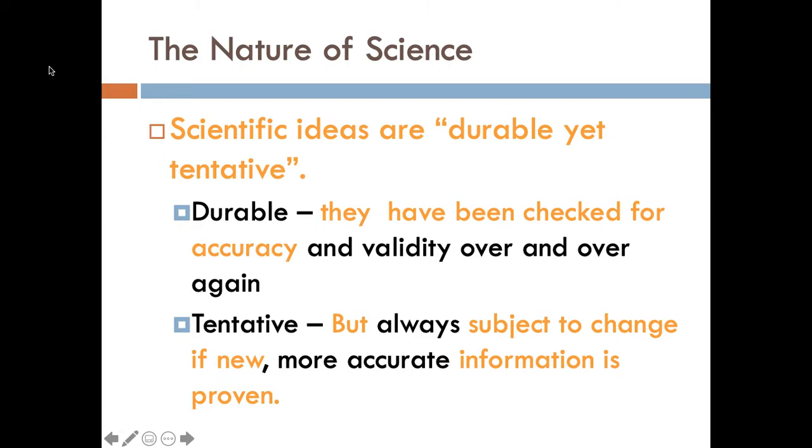Scientific ideas are durable yet tentative. By durable, I mean they have been checked for accuracy and validity over and over again. That's the panel of experts. By tentative, I mean it's always subject to change. If new information is presented and proven, ideas are able to change within science.